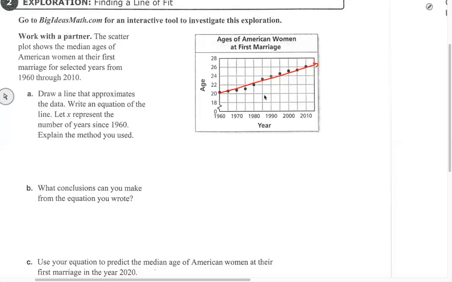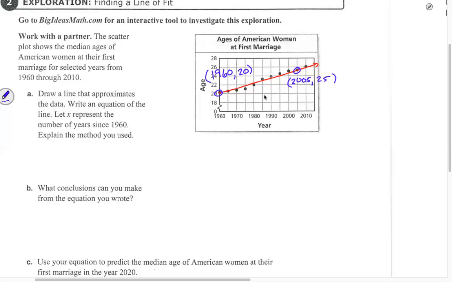All right, so it says write an equation of a line. Let x represent the number of years since 1960. Okay, so let's take 2 points. I'm going to take that point. That is 1960. Okay, and that is the point 20. And then I'm going to take this point, and that is 2005. And I'm going to say that is 25.